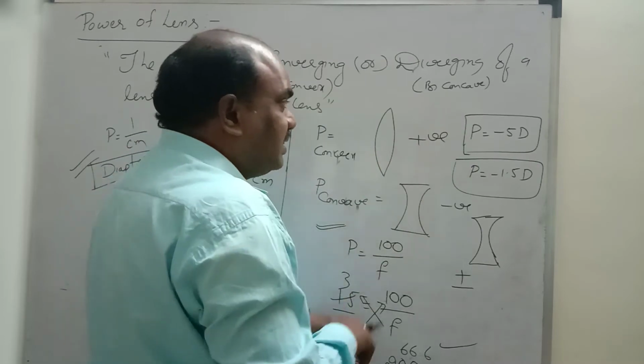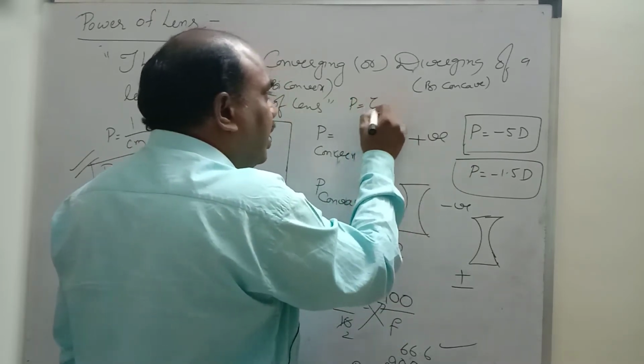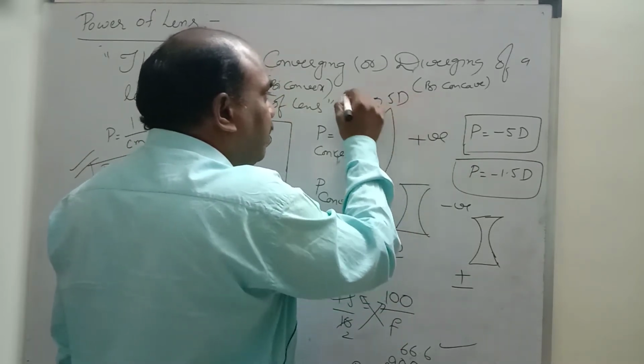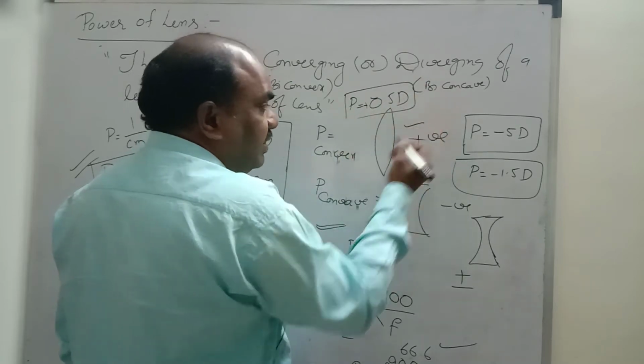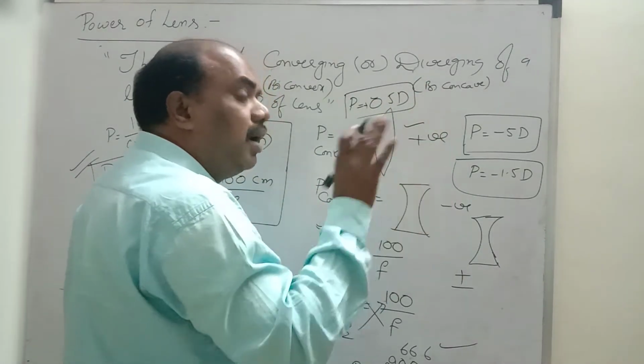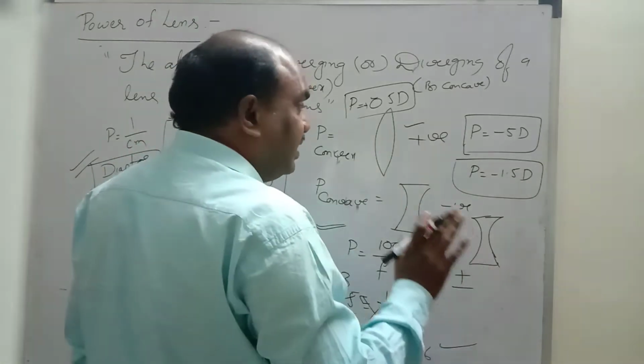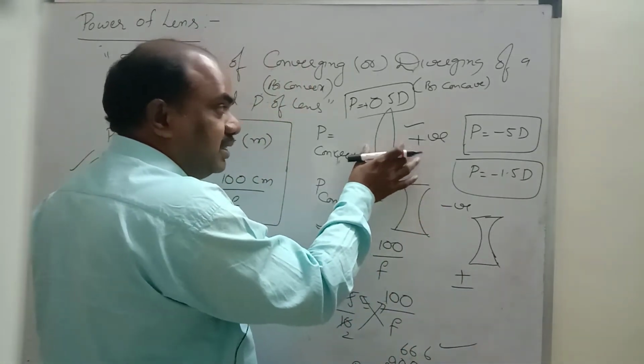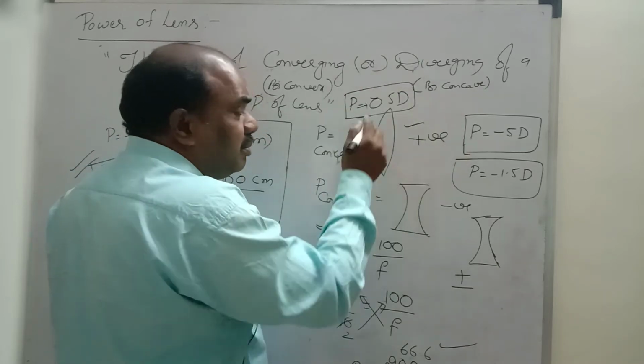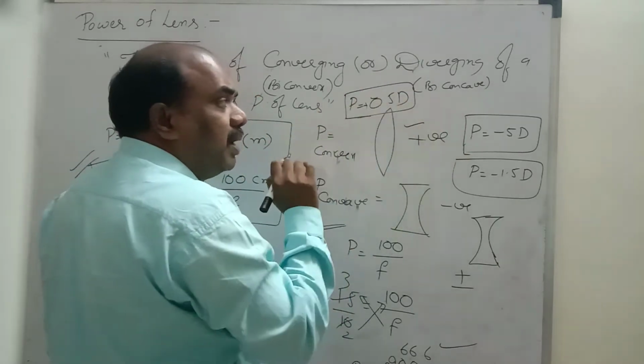Doctor suggested plus 0.5 diopter. Plus means the doctor suggested a convex lens. That means the person is suffering from hypermetropia. Nearer objects he is unable to see. The patient cannot see nearer objects. That total information is given in simply plus 0.5.